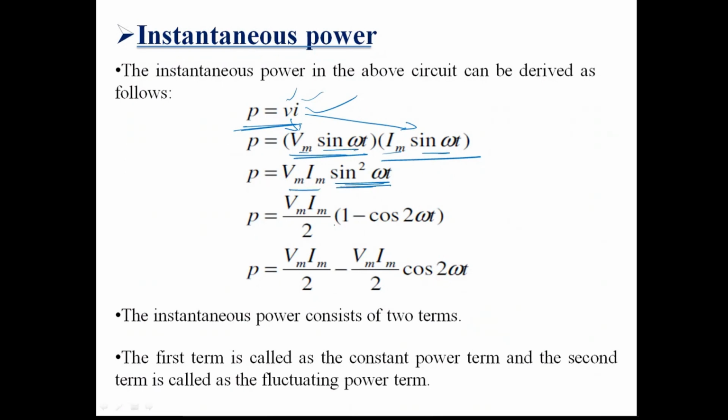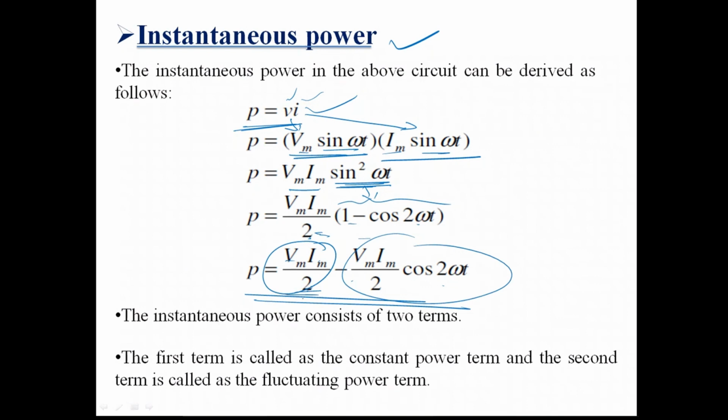And sin square omega t can be written in the trigonometric way as 1 minus cos 2 omega t by 2. We have brought this 2 here, so then Vm Im by 2, right, 1 minus cos 2 omega t. Therefore, if we expand this, we get Vm Im by 2 minus Vm Im by 2 cos 2 omega t. That is your power expression. That is, the instantaneous power expression has got two parts. Part 1 is this, part 2 is this.